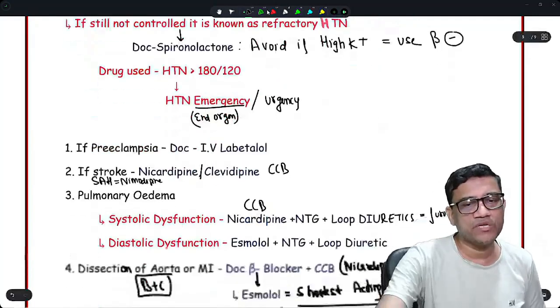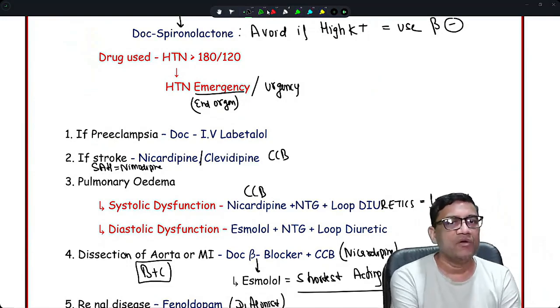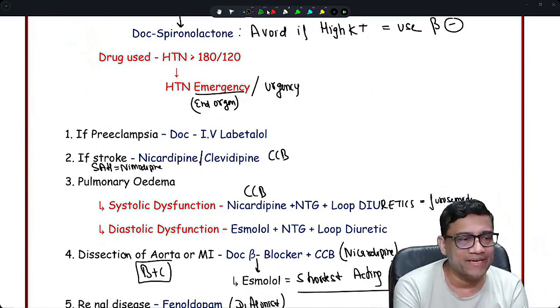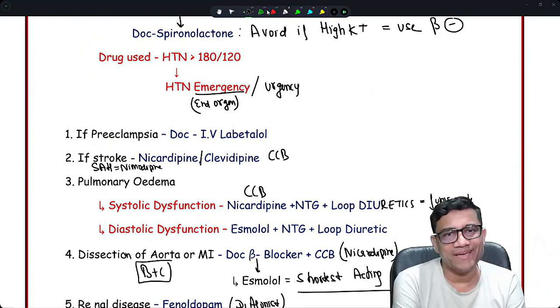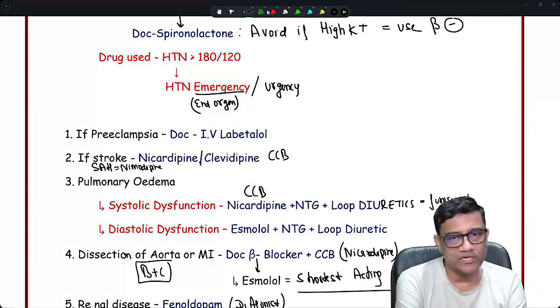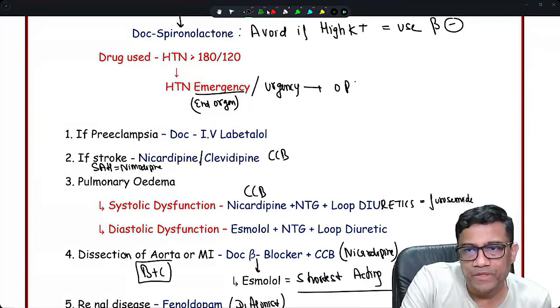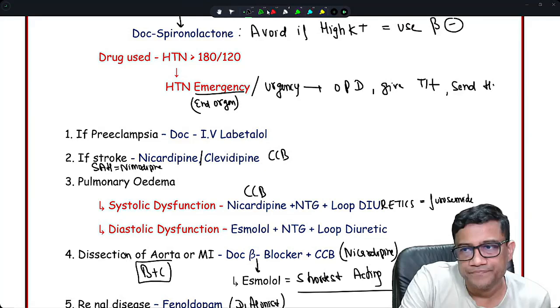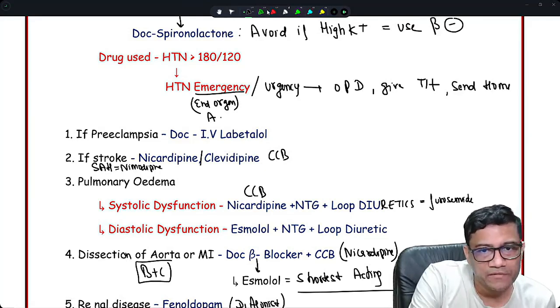Now there is something called hypertensive emergency or urgency. What is the BP? It crosses 180/120. This BP above 180/120 is called hypertensive emergency or urgency. Remember, urgency you can manage in the OPD: give treatment and send the patient home. In case of emergency, there is end organ damage, so admit and treat.